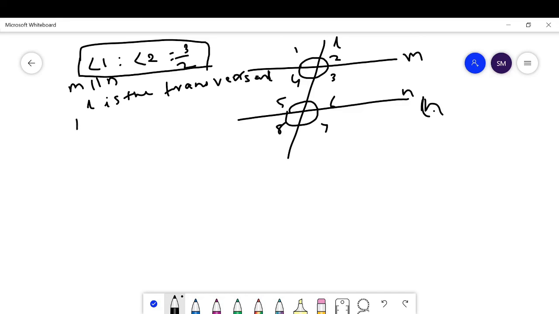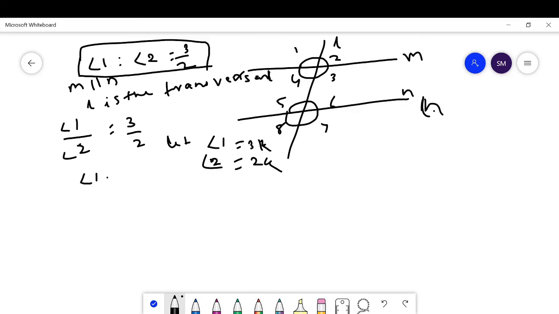Okay. Then here angle 1 upon angle 2 is equal to 3 upon 2. Let angle 1 be equal to 3k and angle 2 be equal to 2k. Angle 1 and angle 2 are a linear pair, which means angle 1 plus angle 2 is equal to 180 degrees. Why? Since they are linear pairs, hence their sum is 180 degrees.